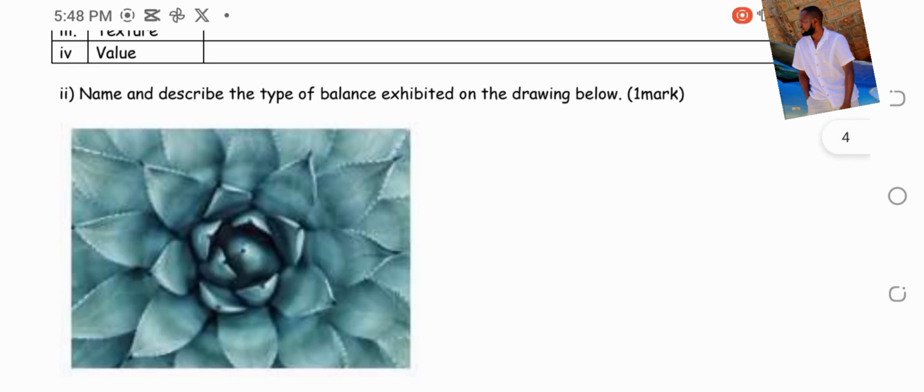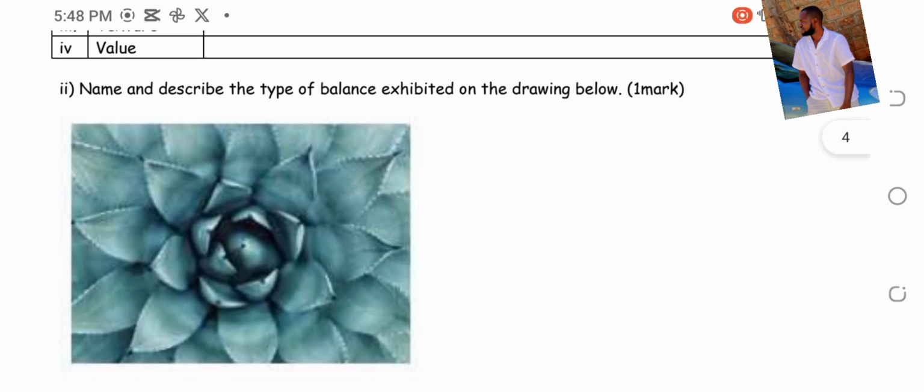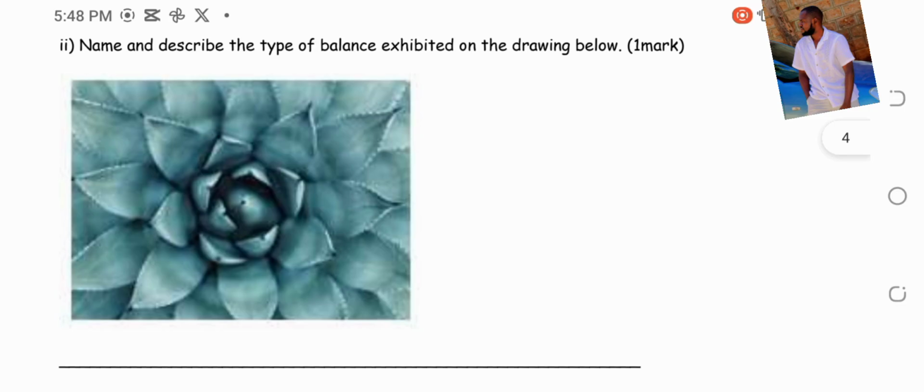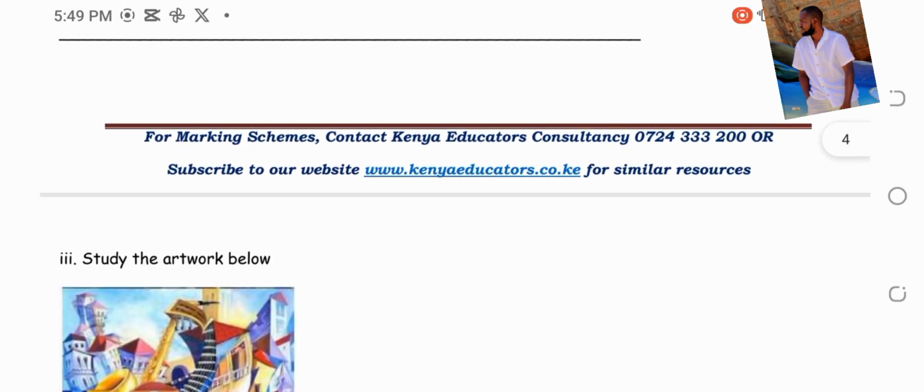Next, which is number two, B2, it says, name and describe the type of balance exhibited in the drawing. You can have a good look at this drawing. This type of drawing, it's balancing across, and the center finds the attraction most. So we can see it's balancing from the center. And when it balances from the center, it has equal visual weight on both sides. And therefore, a balance that has equal visual weight will land into symmetrical balance. So this drawing is none other than symmetrical drawing.